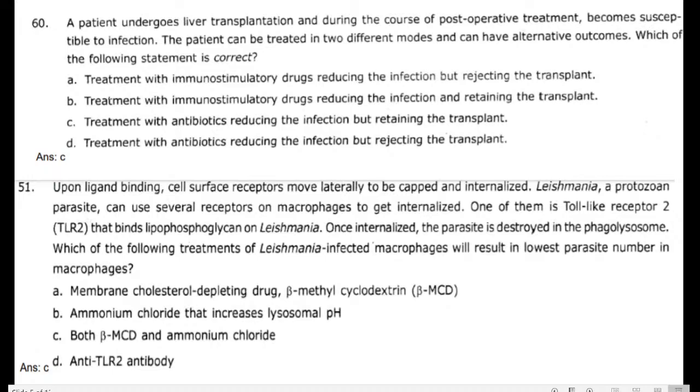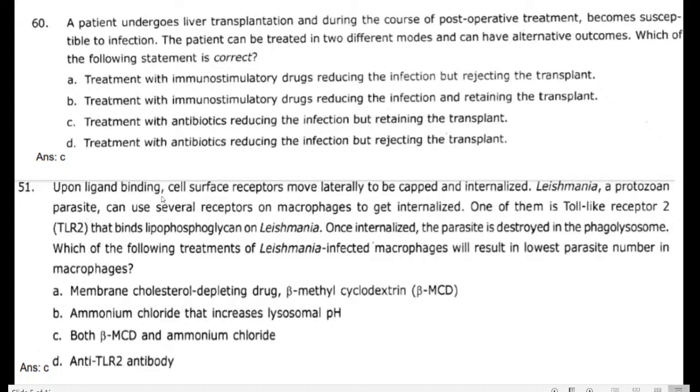Okay, next concept: the patient undergoes liver transplantation, and during the course of post-operative treatment there is a rejection. The patients can be treated in two different ways. The correct statement is: treatment with antibodies reduces the infection but retains the transplant.